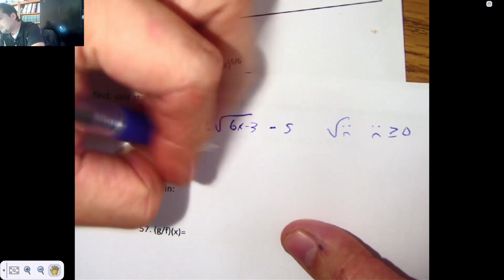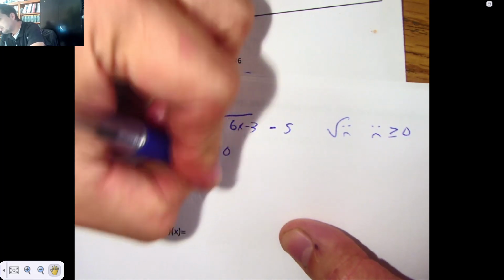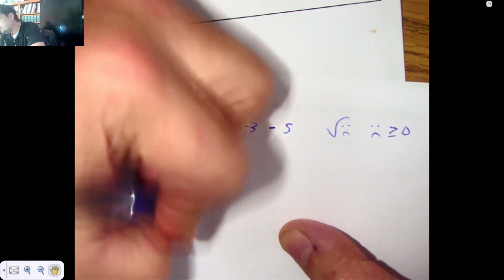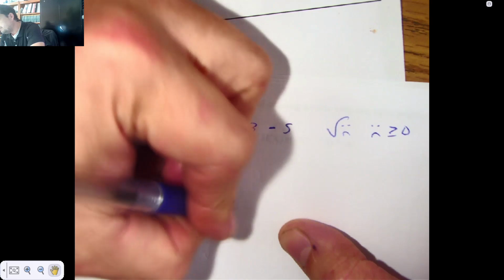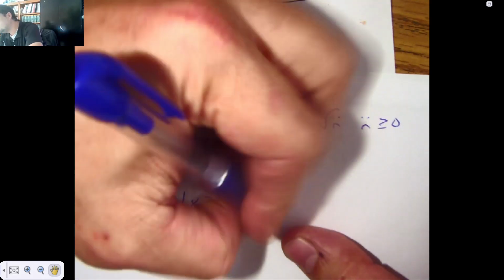So this is the issue. 6x minus 3 is greater than or equal to 0, and that gives me that x is greater than or equal to half. So if I like set builder notation, all values of x such that x is greater than or equal to a half. If I like and love and not loathe interval notation, I'd go from a half to infinity.